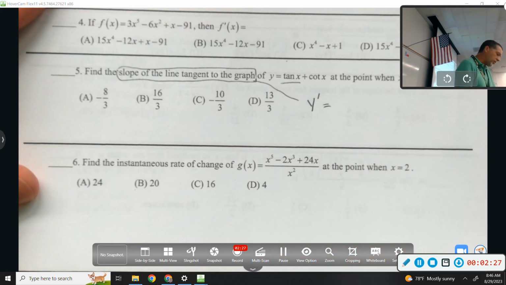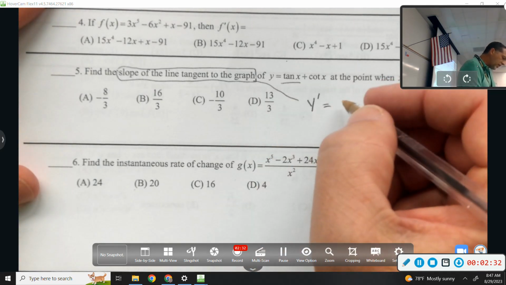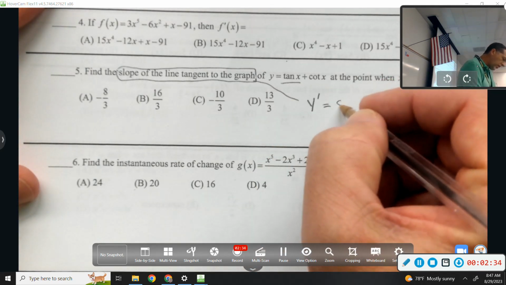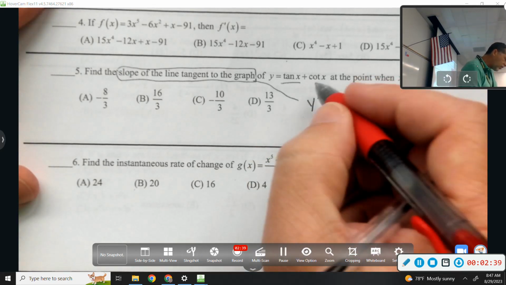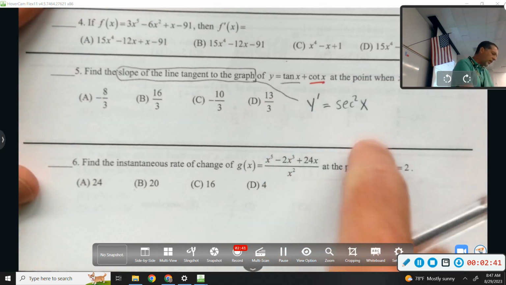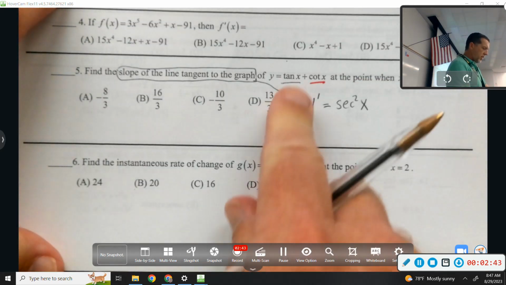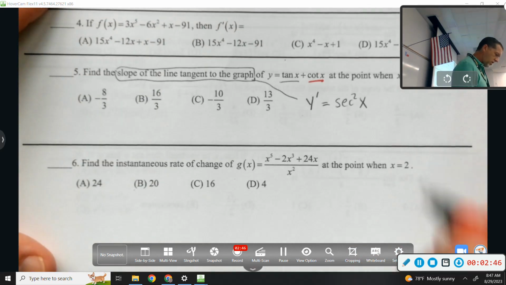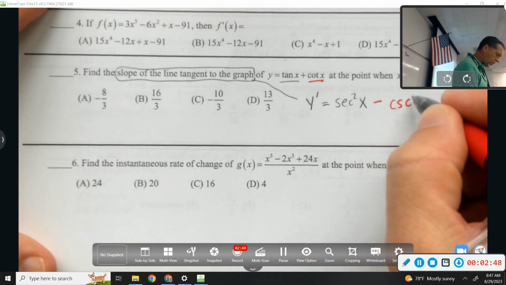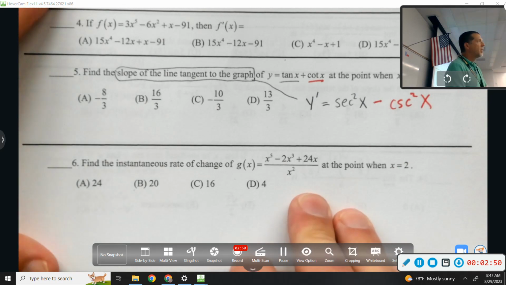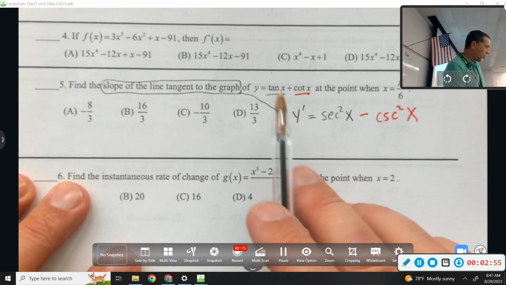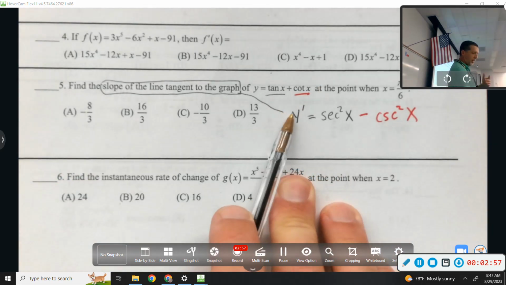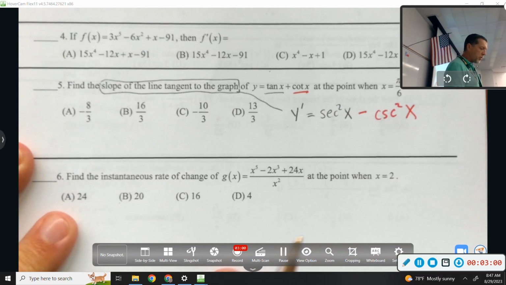At pi over 6, so we'll have to plug in when we get done here. So derivative of tangent is secant squared. And the derivative of cotangent, well, if tangent goes to secant squared, then cotangent goes to negative cosecant squared. And I'm really not sure I would know the derivative of cotangent without looking at the derivative of tangent, because that's how I have the co's memorized.